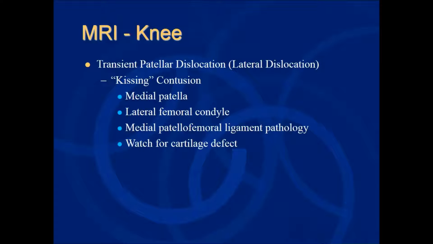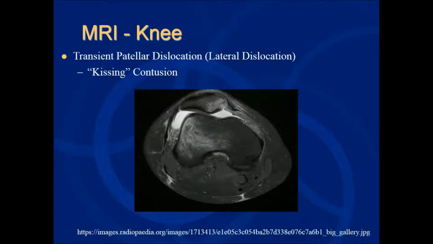Patellar dislocation gives rise to a common pattern of kissing contusions involving the medial patella and the lateral femoral condyle, often associated with abnormality of the medial patellofemoral ligament. Basically, when the patella shifts laterally, that medial side is going to be the one that's stretched and either partially torn or completely torn. A lot of times this can be associated with patellar cartilage defects, so make sure you watch out for that.